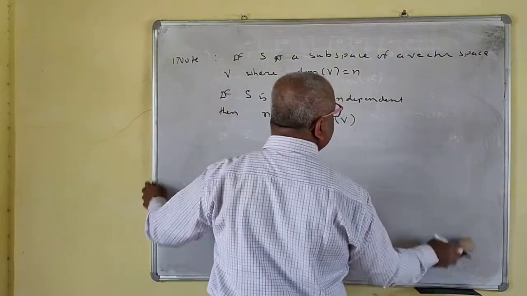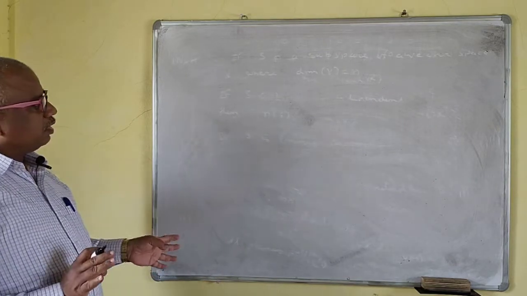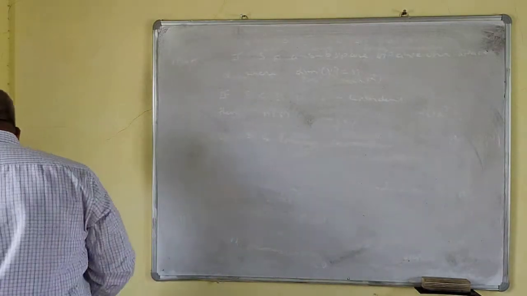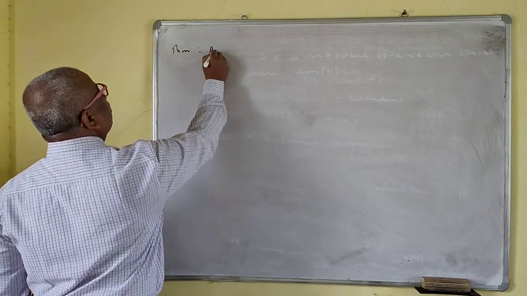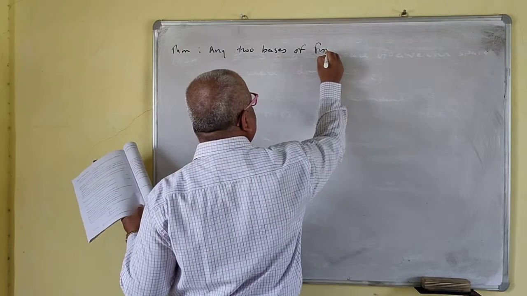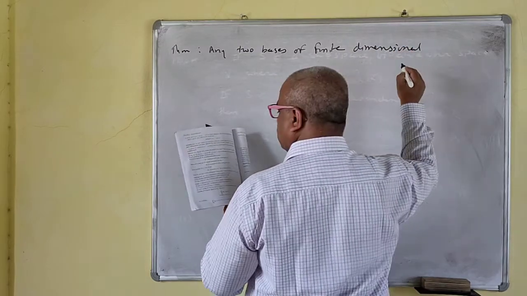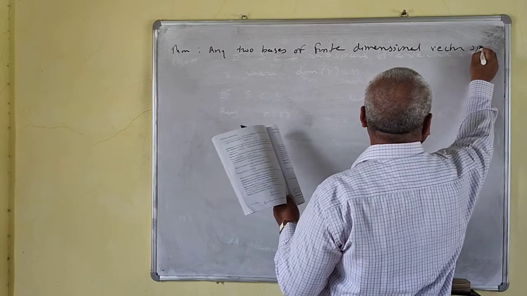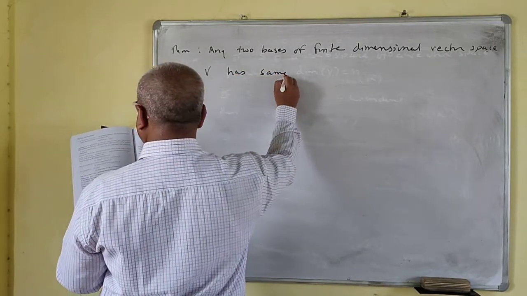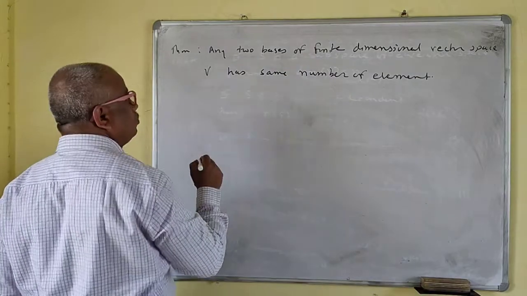So we'll take a theorem now. If S is linearly independent, then the number of elements in S is less than or equal to the dimension of V. So the theorem is: any two bases of a finite dimensional vector space V have the same number of elements. Okay, prove.